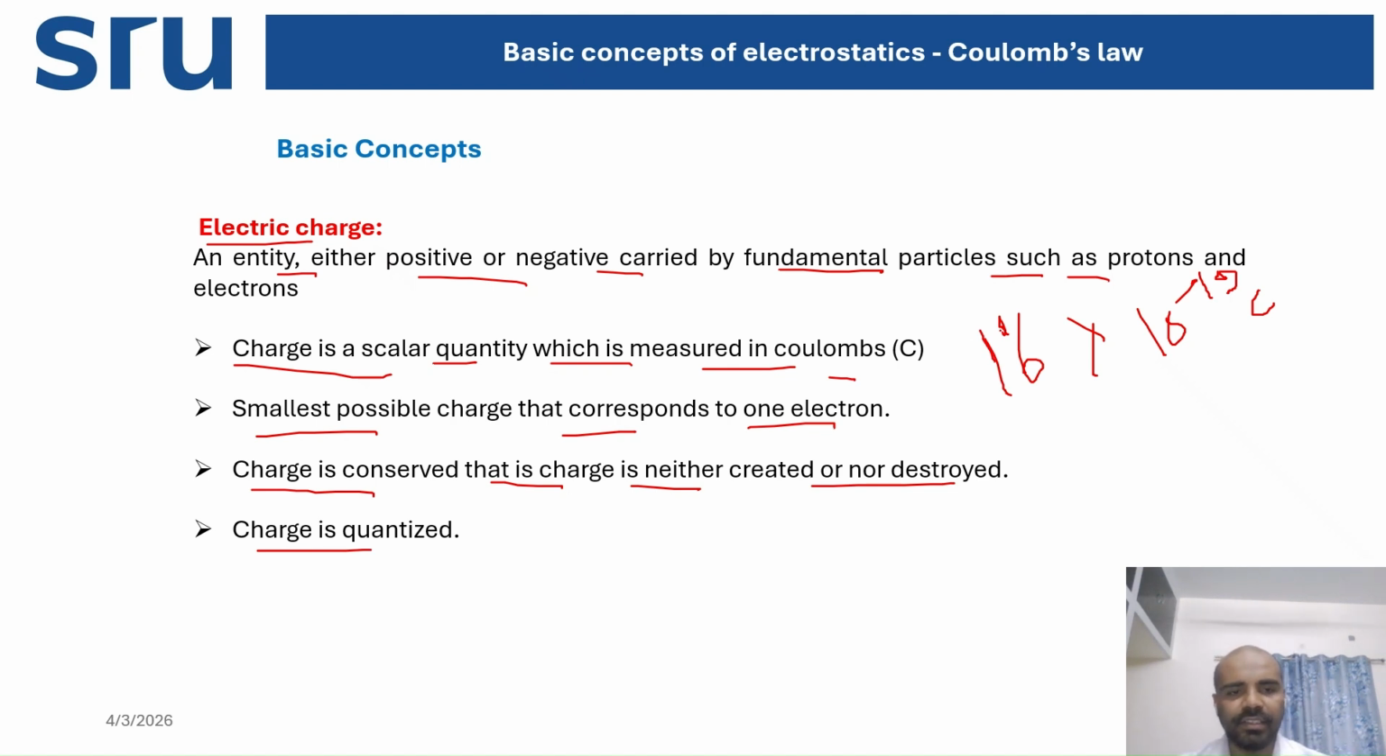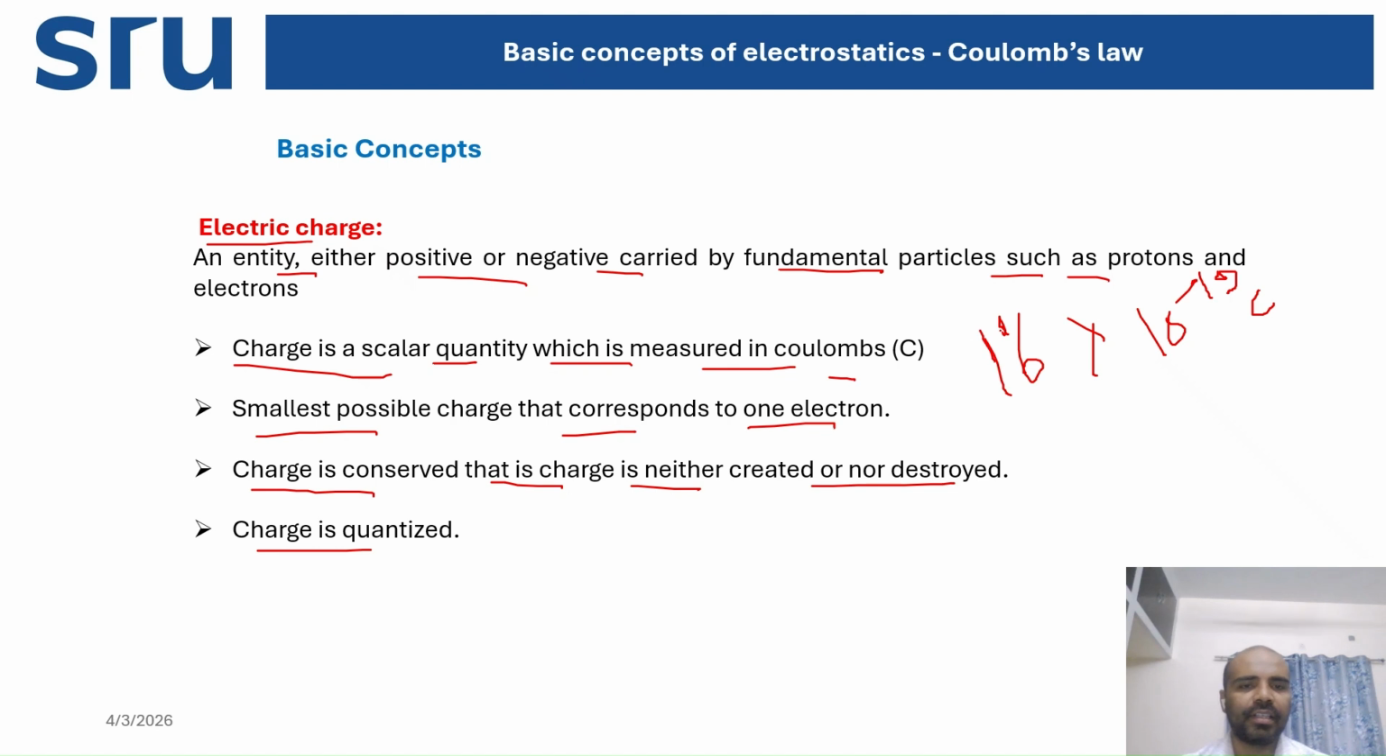Electrical charge is not continuous. It can exist in individual or discrete packets, right? So electrical charge is quantized. So it is not continuous. It can exist in discrete and individual packets, right? So these are the unique properties of electrical charge.